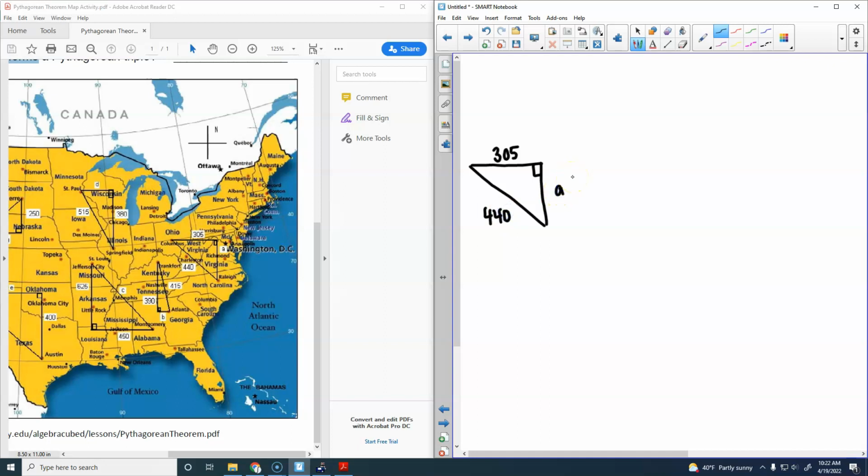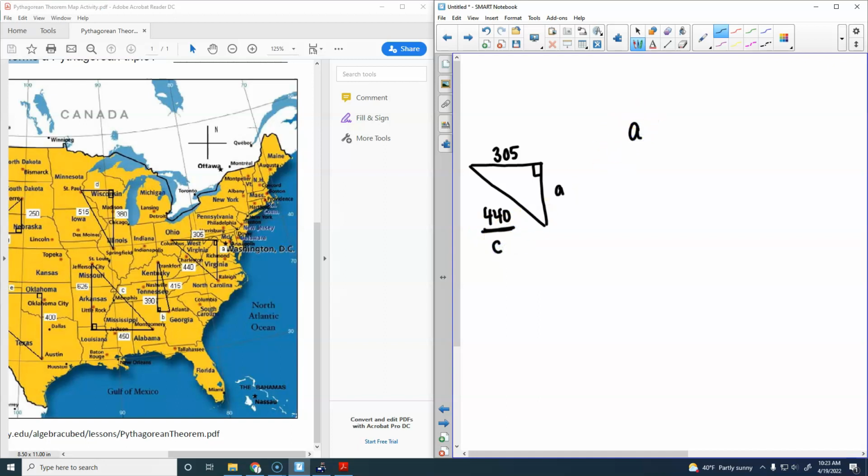So Vince, which side is my hypotenuse? My 305, my 440, or my A? Hypotenuse is the longest side. It's across from your right angle. What do you think, Passion? It's 440, right? So when I set this up, 440 has to be my C.